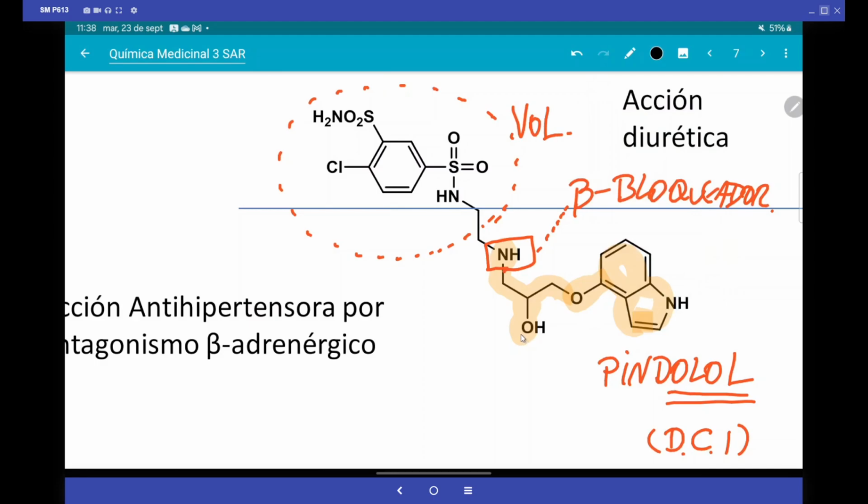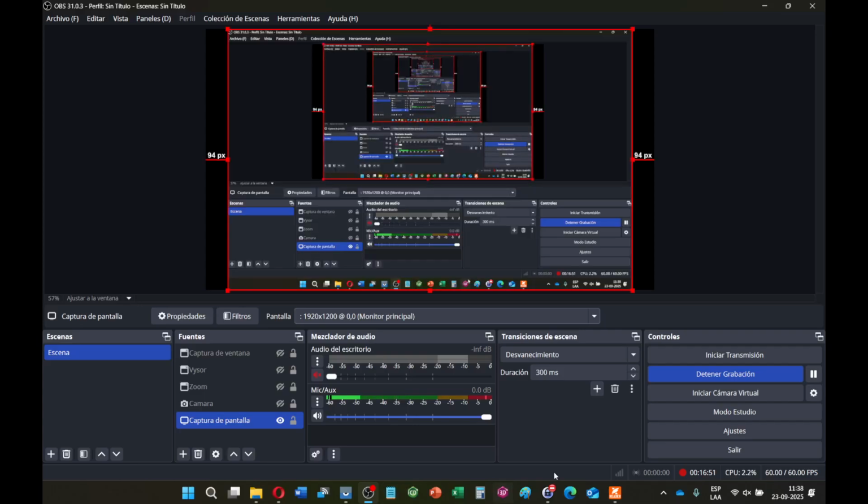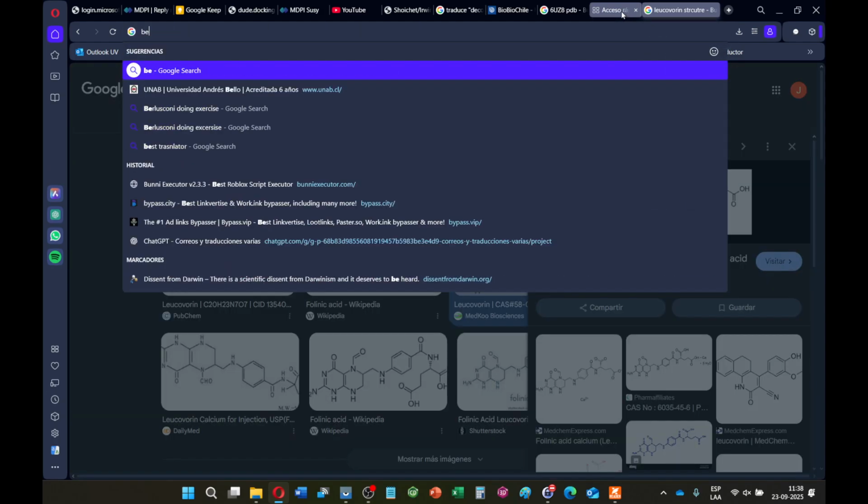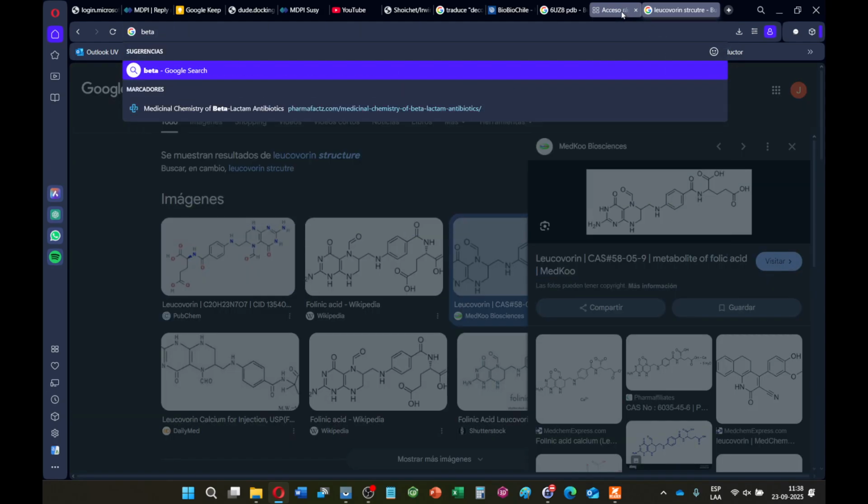Very well, exactly. That carbon is chiral, perfect, and we can look for some structure of this, so that you can see the importance of the chirality. We are going to share the screen. Yes. Very good observation.